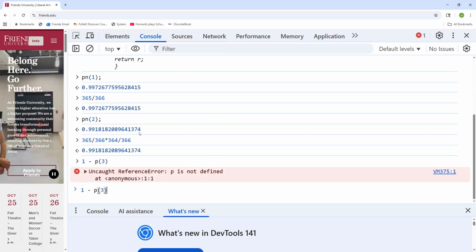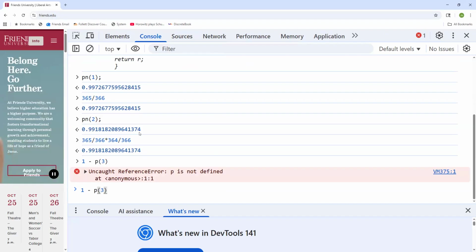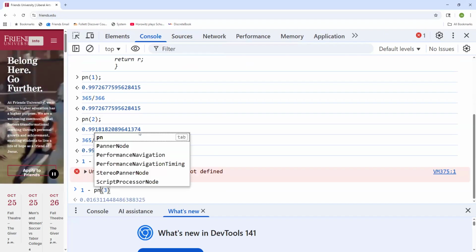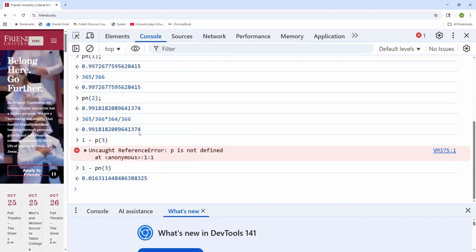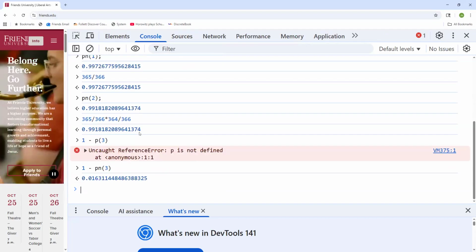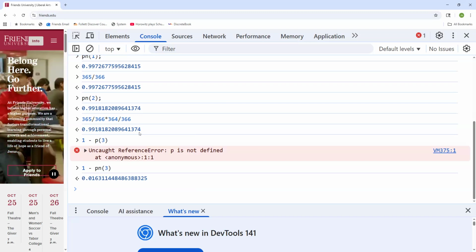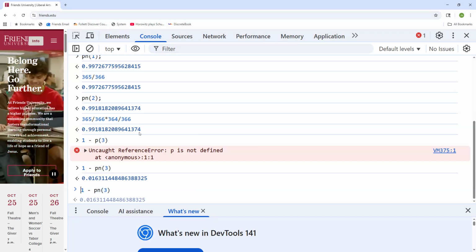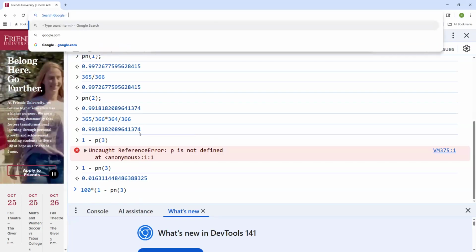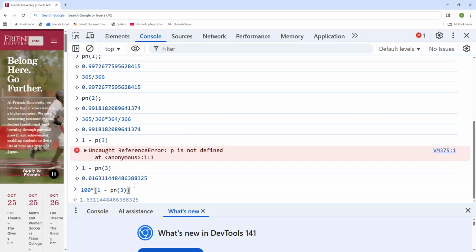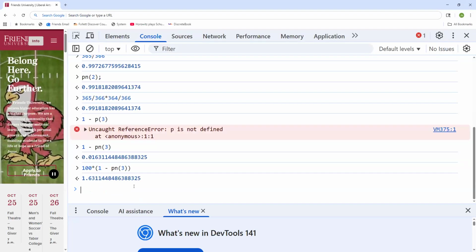Oops, I forgot. I misspelled it, by the way. Does anybody notice what I did wrong? I have to say Pn of 3, right? Because this is computer code, so it doesn't understand if you just say P of 3. You can't put the 3 down as a subscript. So there's a 1 point, let me multiply that by 100, actually. So 100 times 1 minus Pn of 3. That's a 1.6% chance.